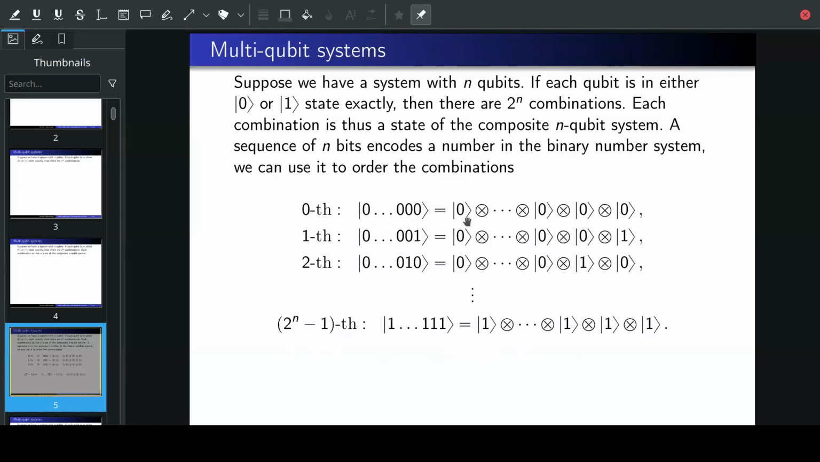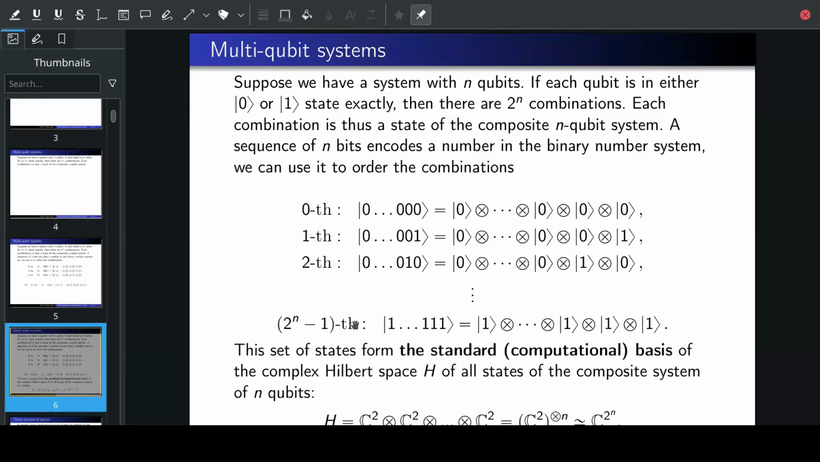And I'll explain in a moment what the tensor product means. And this notation is just a shorthand for this notation. This set of states forms the so-called standard or computational basis of the complex Hilbert space of all possible states of a composite system of n qubits. So this is just a linear complex space, and this is its basis.